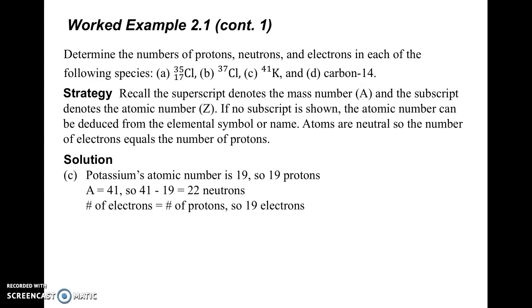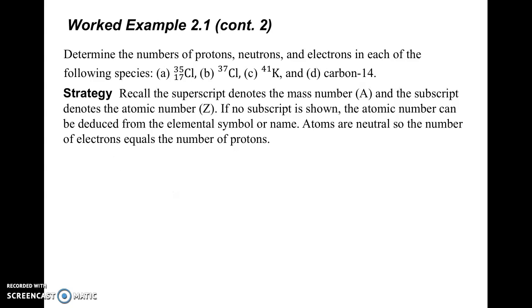When we look at the potassium, we know potassium's atomic number is 19, so there's 19 protons, 19 electrons. We take that mass number of 41, subtract 19, so there's 22 neutrons. So that's a case where we didn't have the atomic number. We had to go to the periodic table to know that potassium's atomic number was 19.